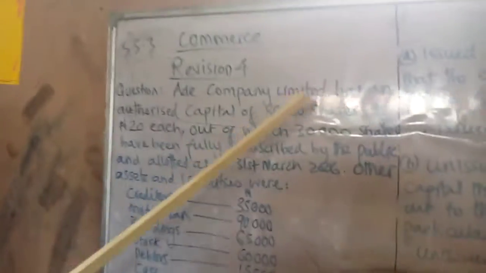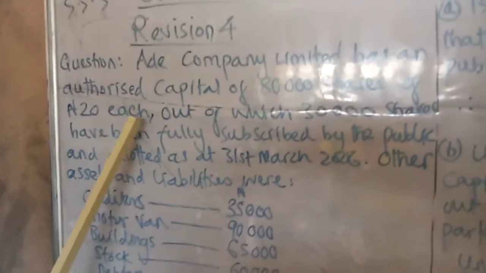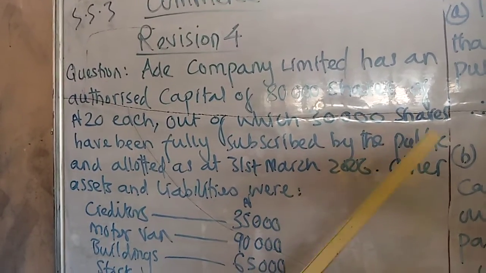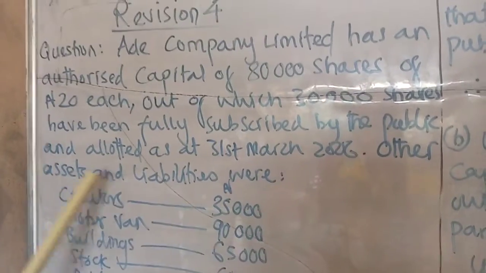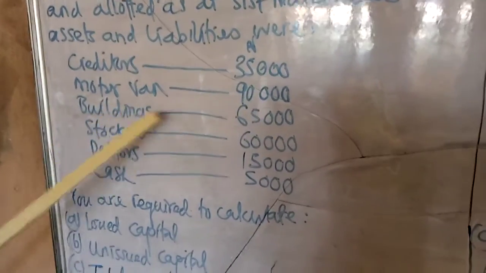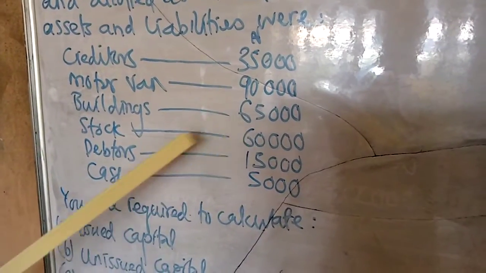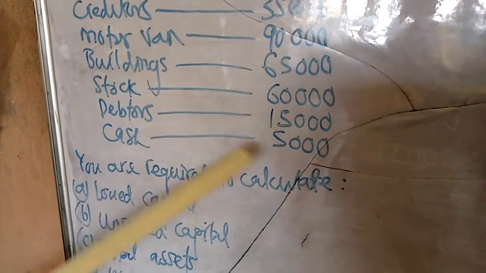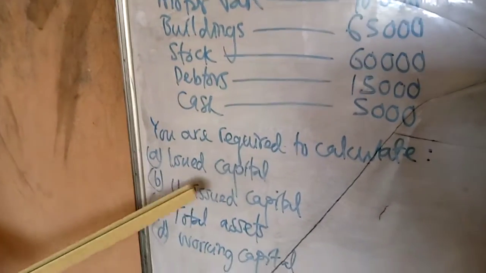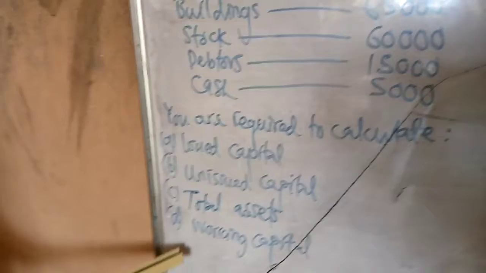Question: Ade Company Limited has an authorized capital of 80,000 shares of 20 naira each, out of which 30,000 shares have been fully subscribed by the public and allotted as at 31st March 2006. Other assets and liabilities were creditors 35,000, motor van 90,000, buildings 65,000, stock 60,000, debtors 15,000, cash 5,000. You are required to calculate A. Issued capital, B. Unissued capital, C. Total asset, D. Working capital. This is a WAEC question.